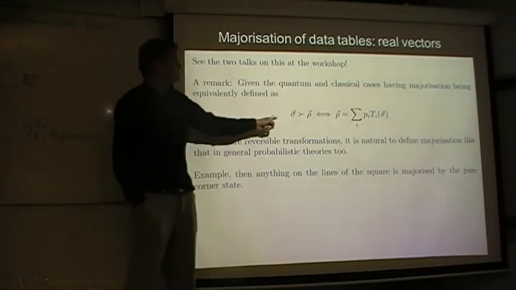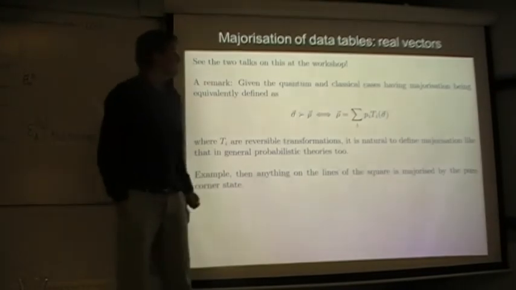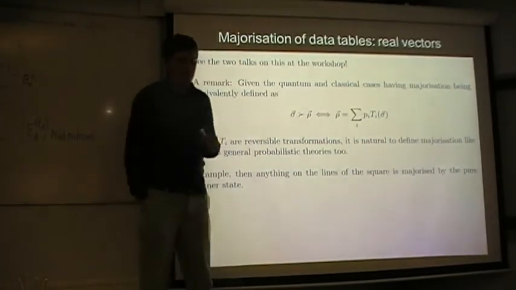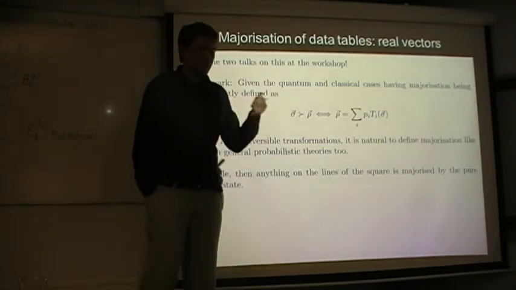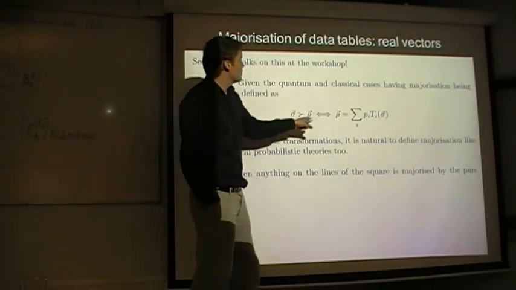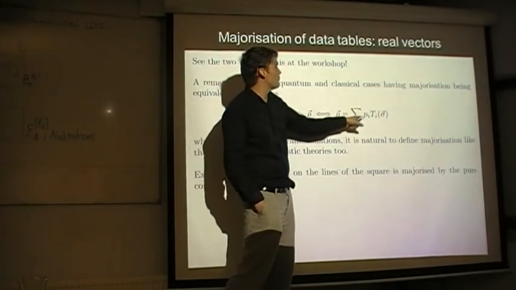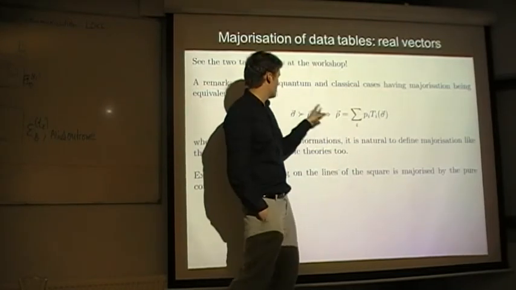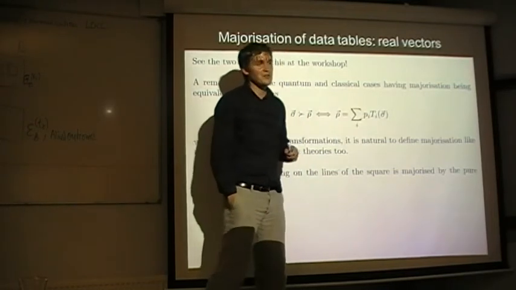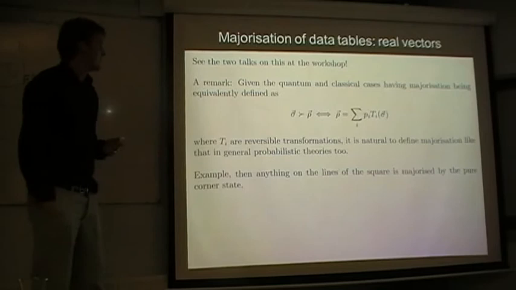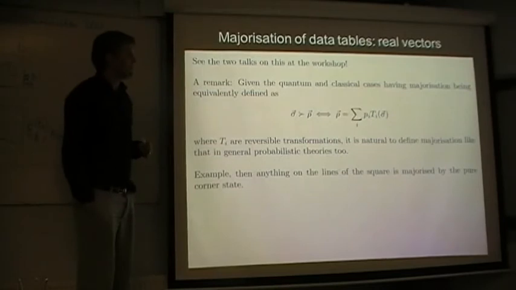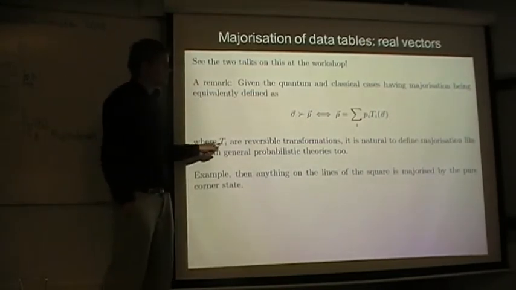is that you can say that sigma majorizes rho. This is now for the vectors. These are real vectors representing your states. In the quantum case, it would be the Bloch vector, for example, or a generalization of the Bloch vector. You say that's true if you can form rho by randomly applying reversible transformations on sigma. So Ti are the reversible transformations. In the quantum case, they would be unitaries. In the classical case, they would be permutation matrices.